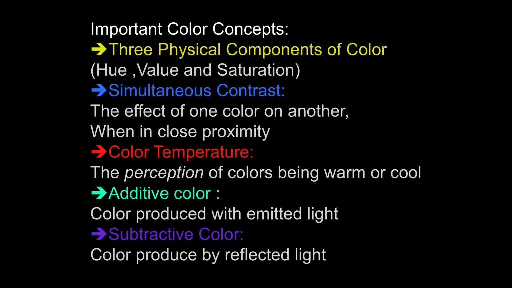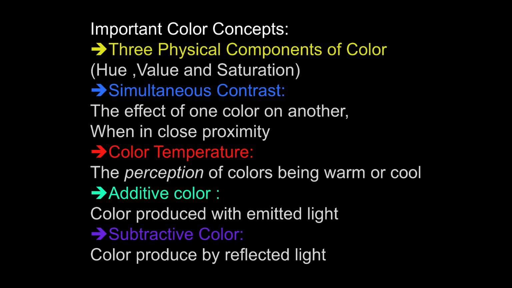So what are the important color concepts? The three physical components of color: hue, value, and saturation. This will be on every single test you have about color. Simultaneous contrast is the effect of one color on another when in close proximity. We just looked at that. Color temperature is the perception of colors being warm or cool. We've seen that with the grays. The ivory grays look really warm, and the Mars blacks look really cool.